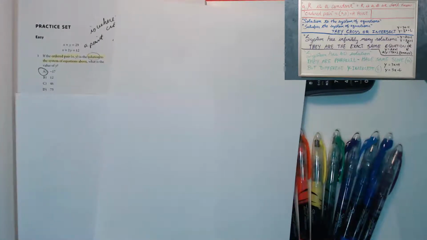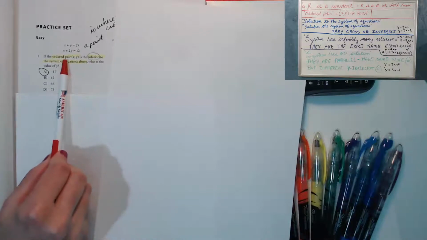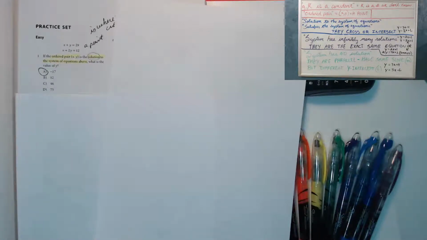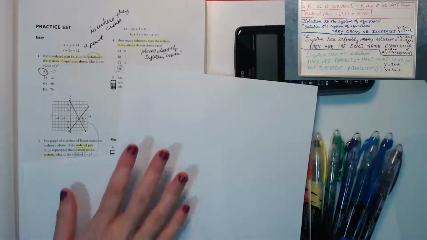But if you look at that and replace it with what's on the board, what you see is: if a point is where the lines cross, what is the value of y? When you see ordered pair, you can think a point. And when you see solution to the system of equations above, think they cross. So if you read this again, you would read, if a point is where the lines cross, what is the value of y? Does everyone see that?